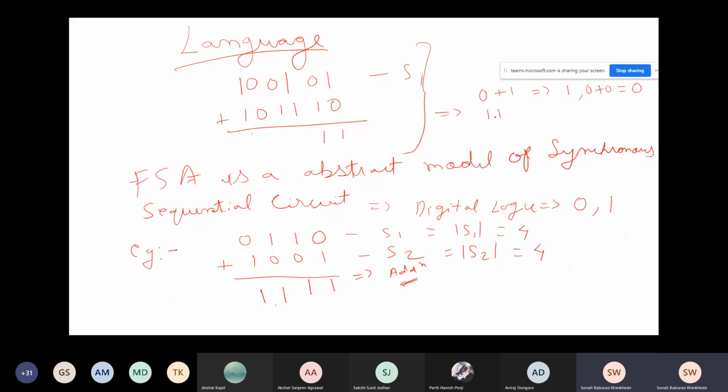1 plus 1 will not give you 2. In your mathematics, if I tell you to solve 1 plus 1, your natural answer will be 2. But 2 is not acceptable in digital logics, sequential circuits or finite state automaton. We are just interested in binary values, and binary values are 0 or 1. It cannot be 2. So over here, my answer will be 0, but you have to make a note here, I have a carry, and that carry is equal to 1.